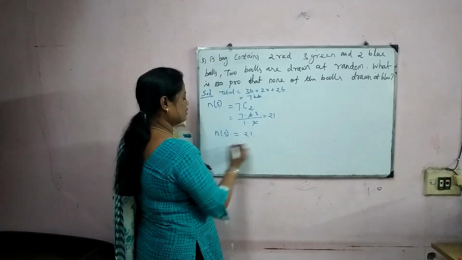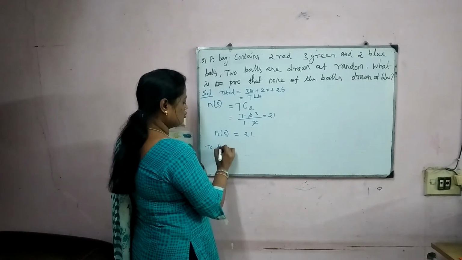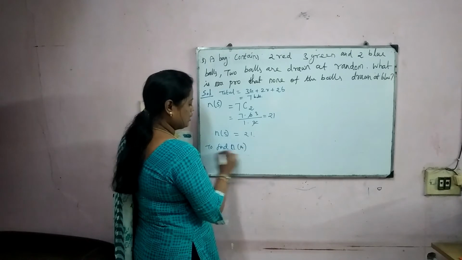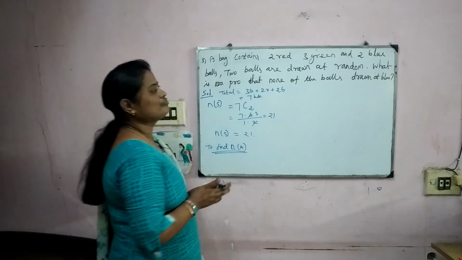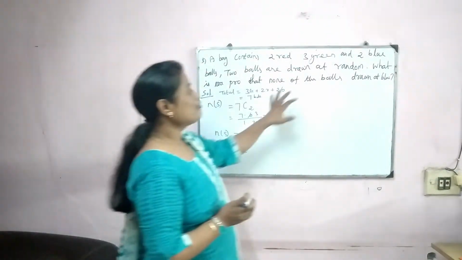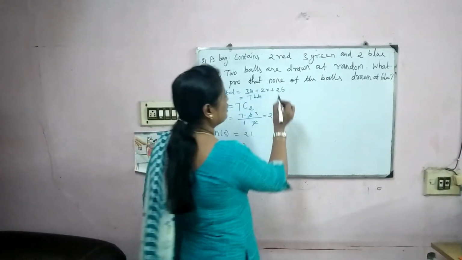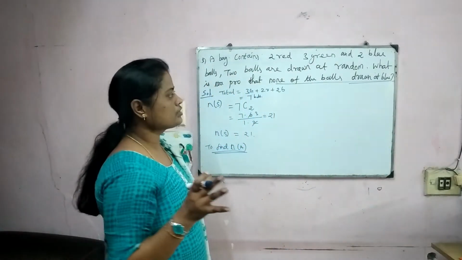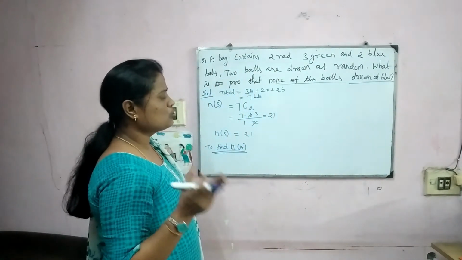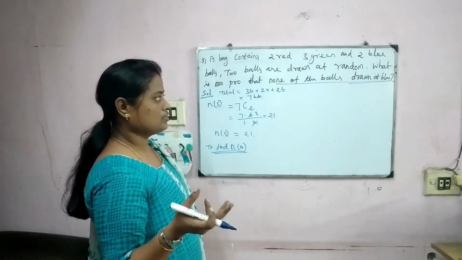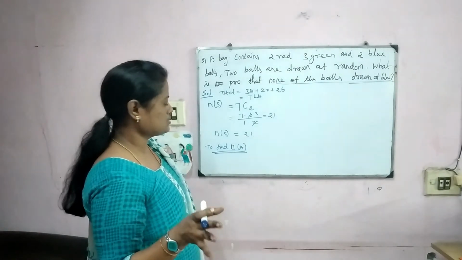Now we are going to find N of A. N of A is nothing but the favorable number of outcomes. The favorable outcome they have given is that none of the balls drawn is blue color. You should not select a blue color ball. So the 2 balls would be green or red color. You should not select blue color. So that is our question.